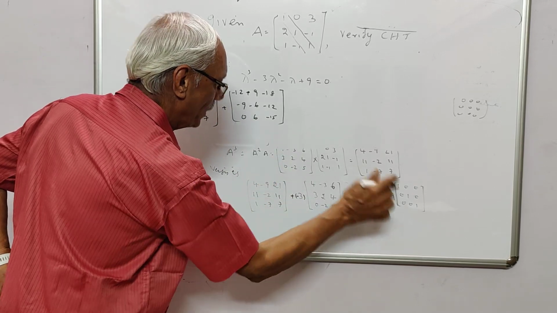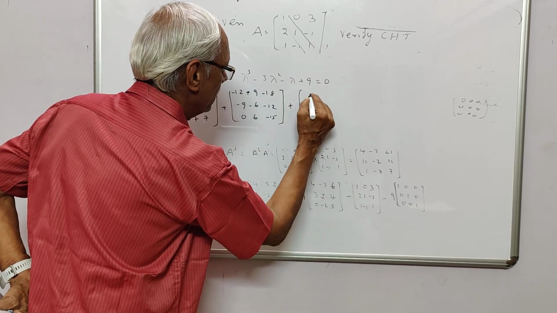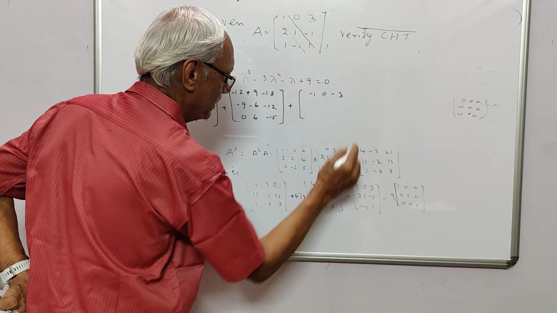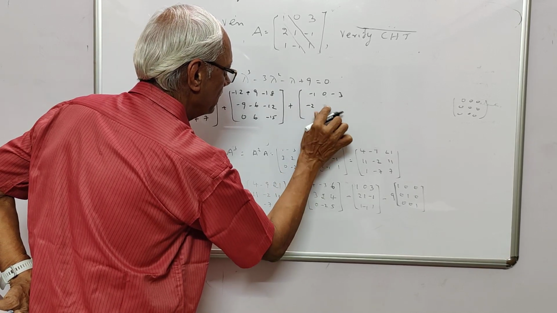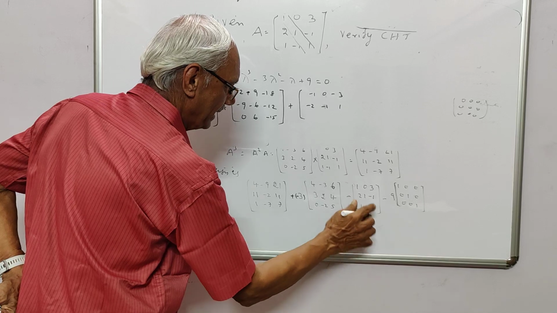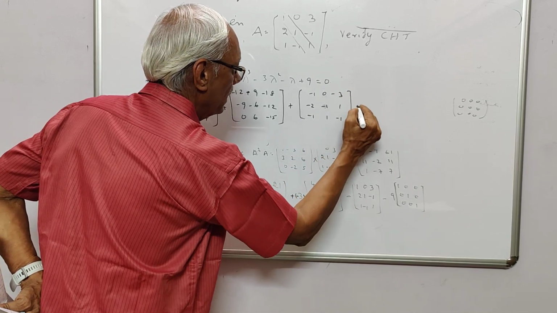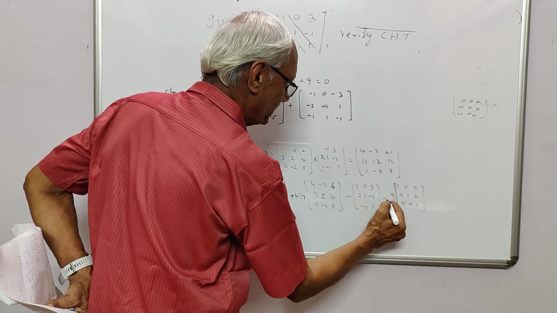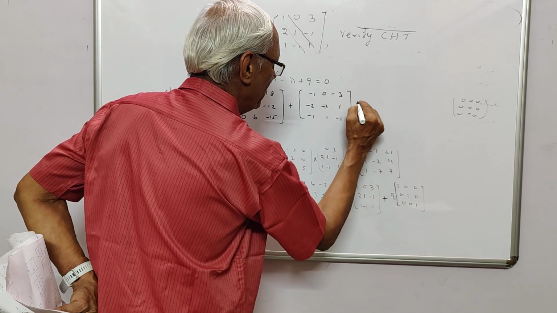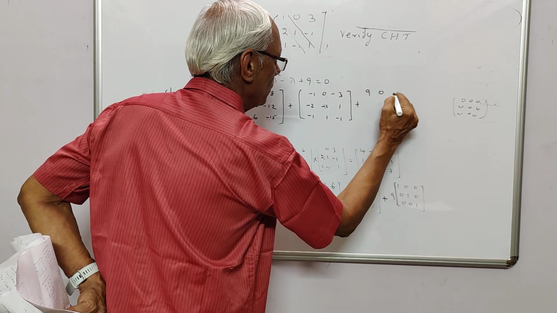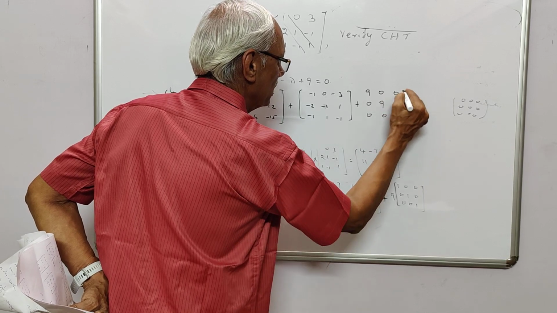Likewise, this is minus 1 into that. So minus 1 into minus 1, 0, minus 3. Minus 2, minus 1, it is 1. Then minus 1, 1, minus 1. Then minus, it is plus actually. It is plus. So we have to be very careful. 9, 0, 0, 0, 9, 0, 0, 0, 9.